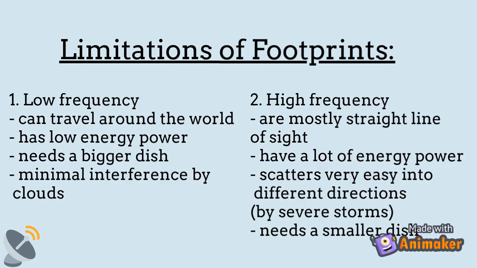1. Low frequency. Can travel around the world. Has low energy power. Needs a bigger dish. Minimal interference by clouds. 2. High frequency. Are mostly straight line of sight. Have a lot of energy power. Scatters very easily into different directions by severe storms. Needs a smaller dish.